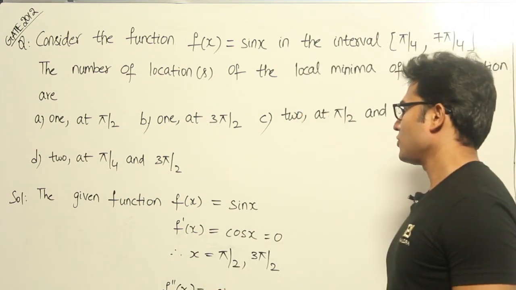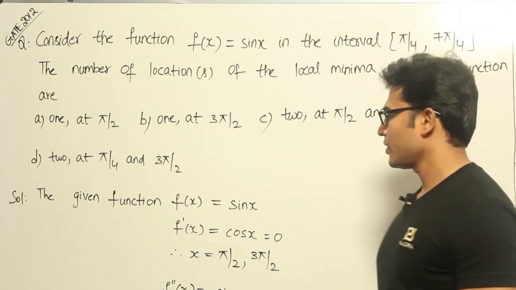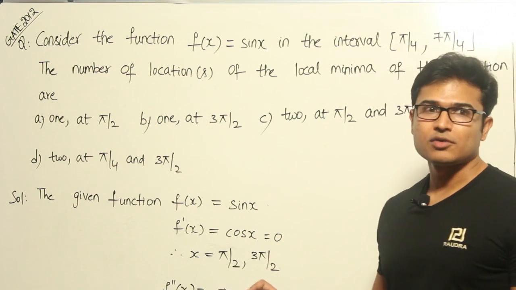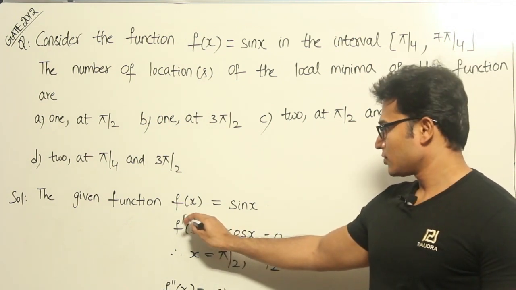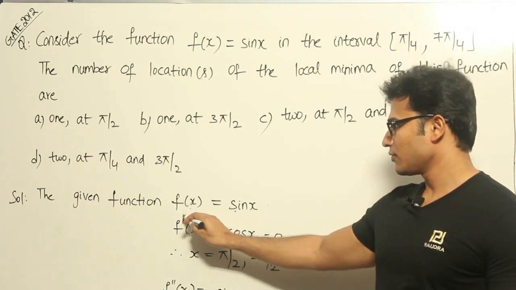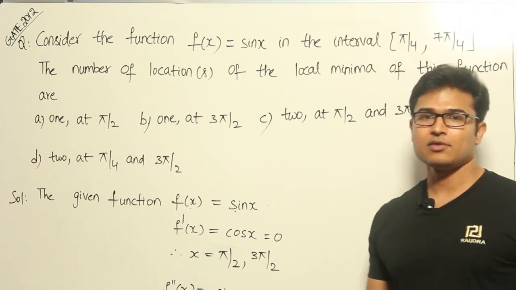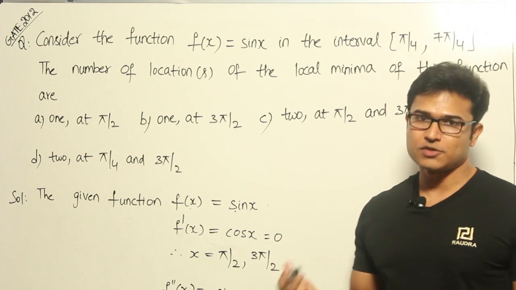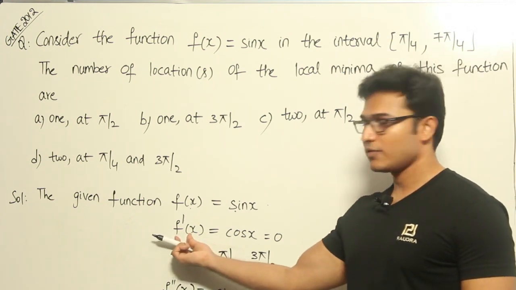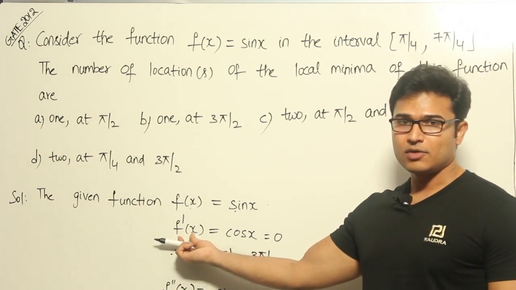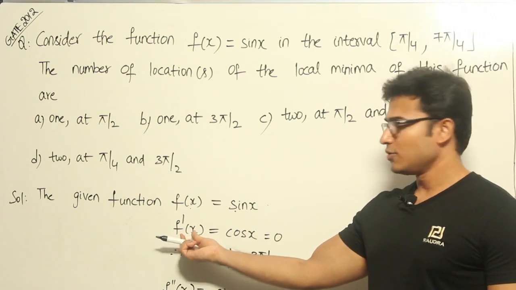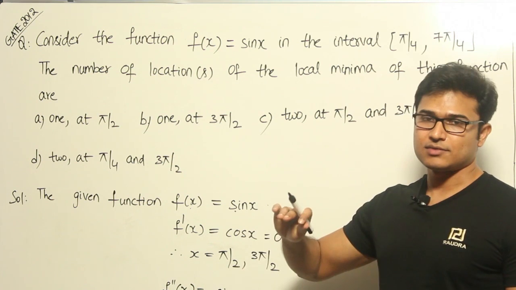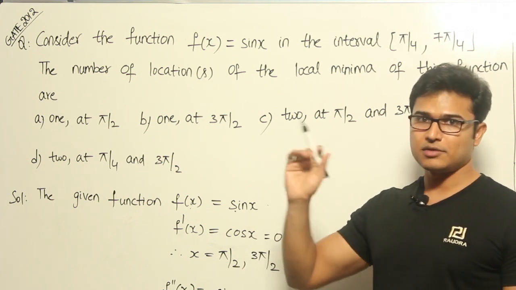So first thing is find out all the stationary points. How can you find out the stationary points in the range? Find out f dash of x and equate it to 0, right? So f of x equal to sin x, find out f dash of x and equate it to 0. I'm trying to find out all the points at which the tangent is having a slope of 0. What does it mean? f dash of x equal to 0 means I'm finding out the points at which the slope of the tangent is 0, or the tangent is parallel to the x-axis.